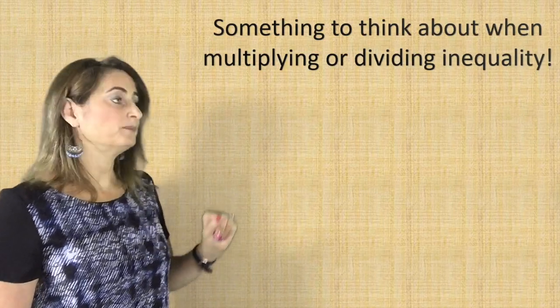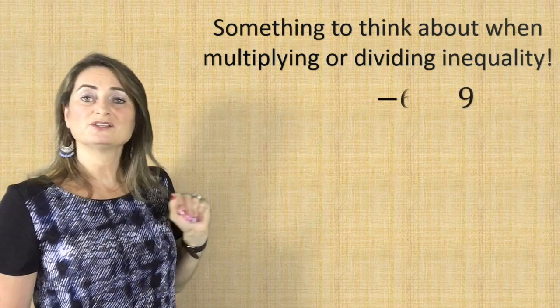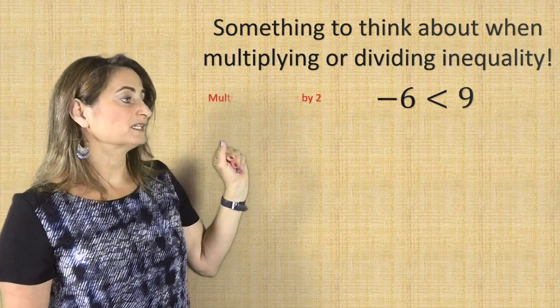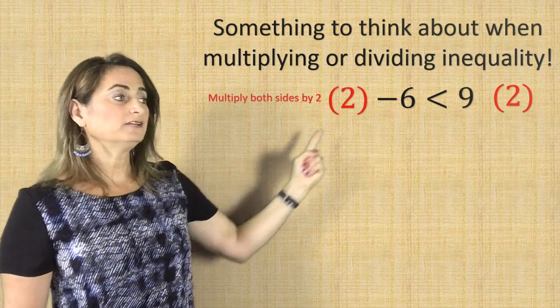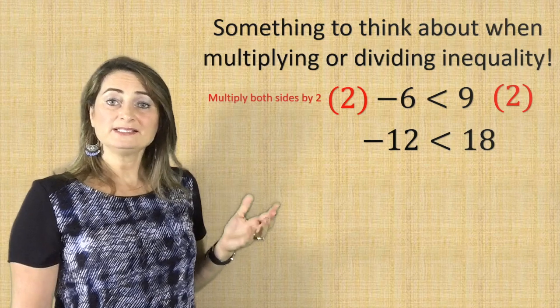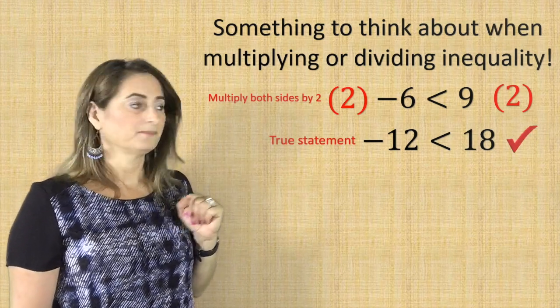So I need you to think about, if I multiply 2 to both sides of this inequality, -6 less than 9, multiply by 2 on both sides, you get -12 less than 18. Is that a true statement? Yes, -12 is less than 18.